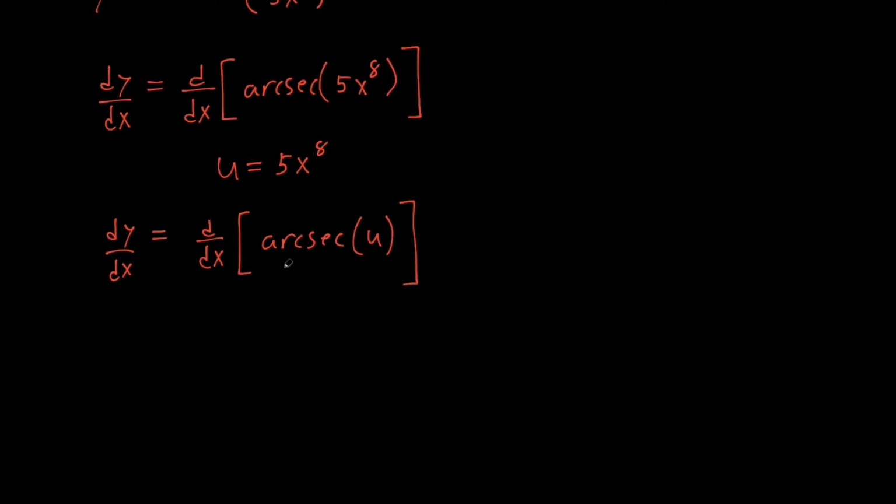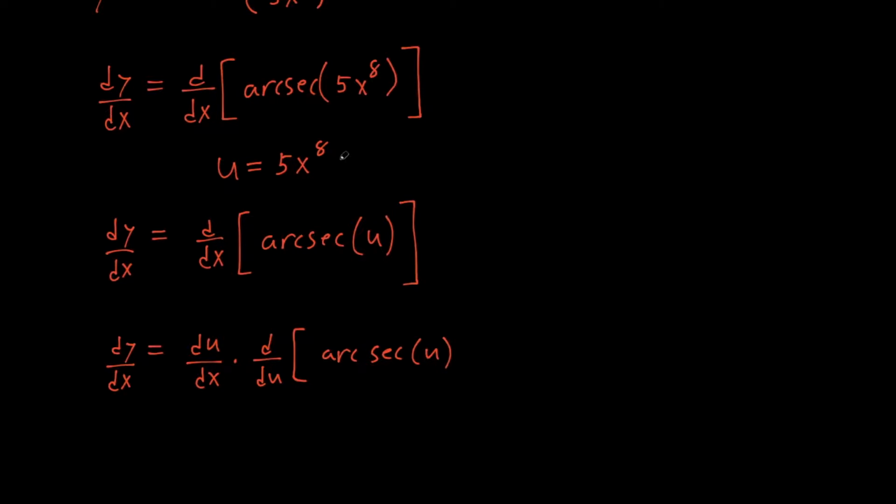And now is where we get the opportunity to use chain rule, because we have a function in terms of u and we're differentiating with respect to x. So dy/dx is equal to du/dx times d/du of arc secant of u.